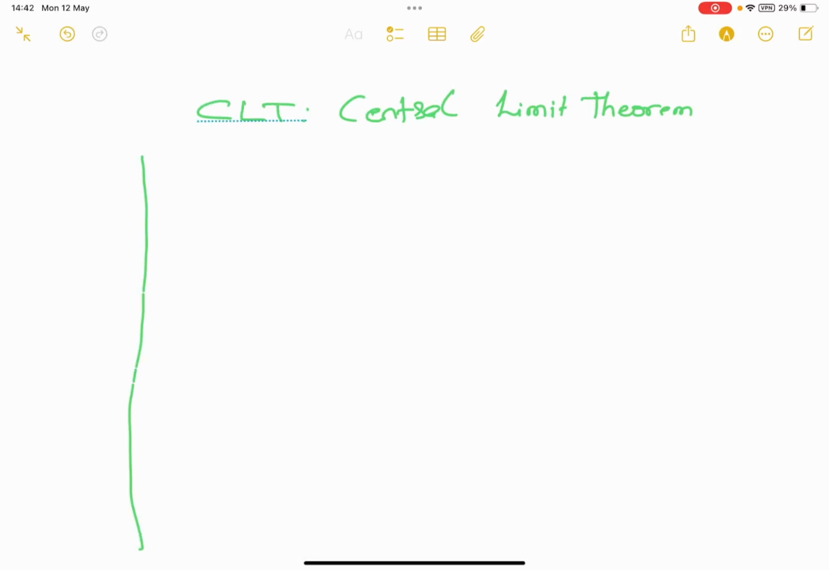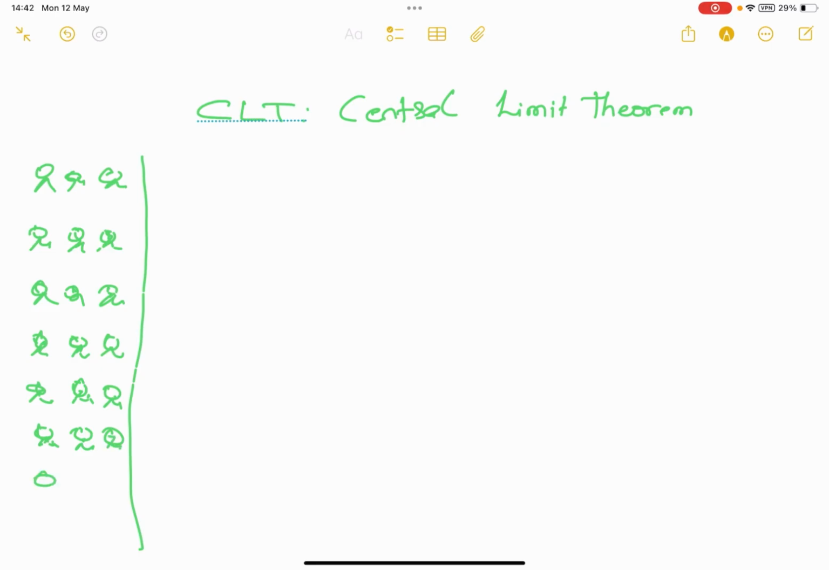Let us discuss the Central Limit Theorem, CLT. I have a population here. These are all the people. I don't know the size of the population, it is too huge. Now what I am interested in, in the population, is their heights.